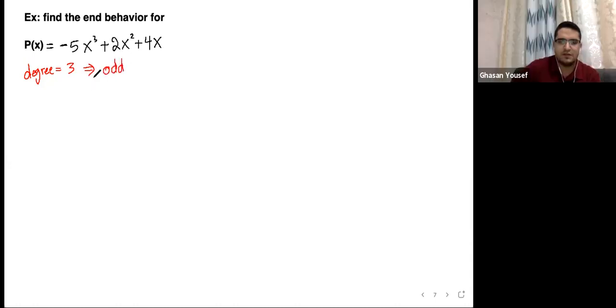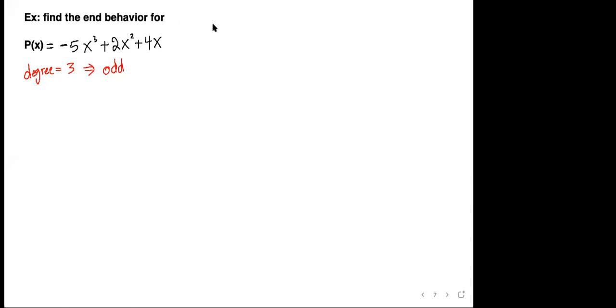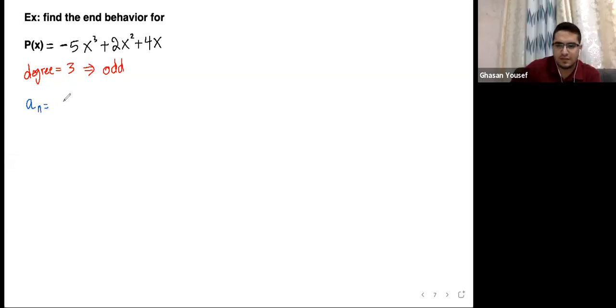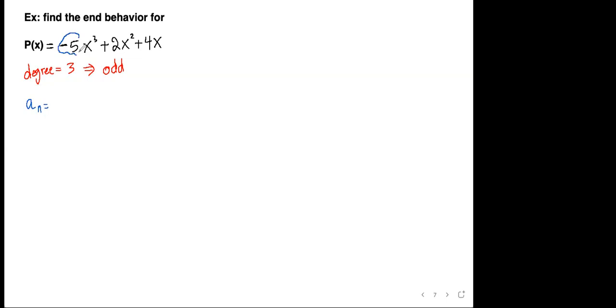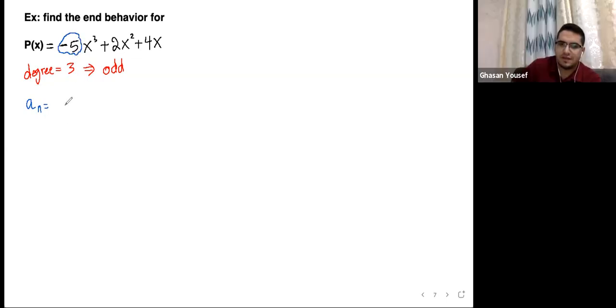So here it is odd. Now, what is the leading coefficient? The leading coefficient is 3. Oh, I'm sorry. The leading coefficient is negative. No, it's not 0. Someone said 0. The leading coefficient is this number. Yes, it's minus 5. Correct. What is the sign for this? Is it positive or negative? Negative, exactly.